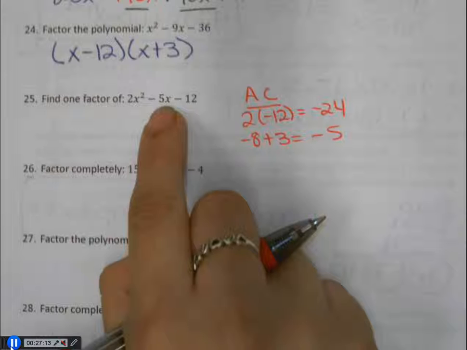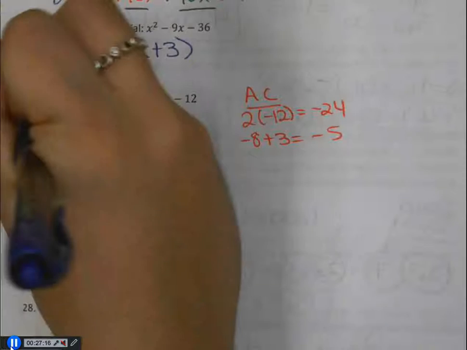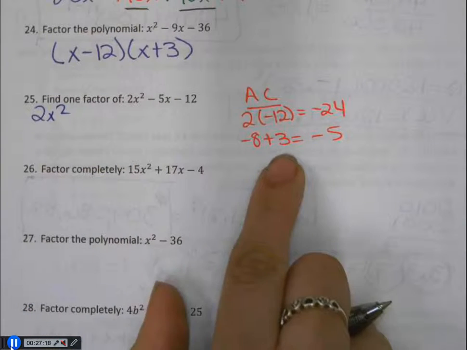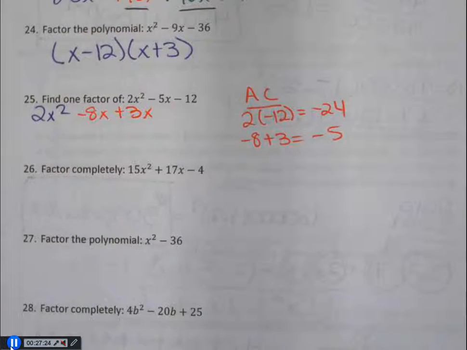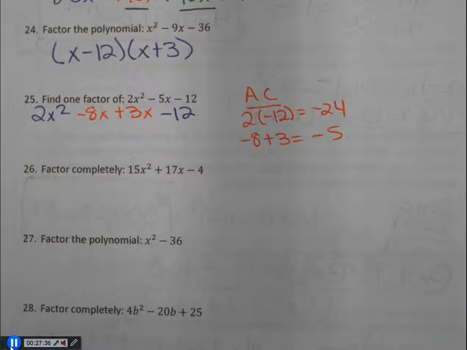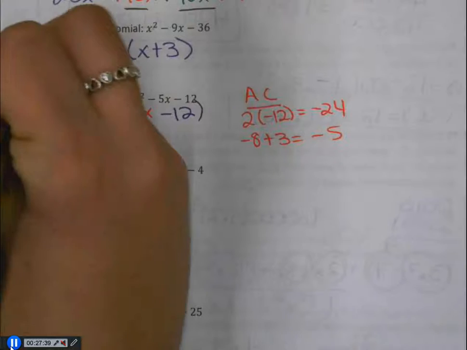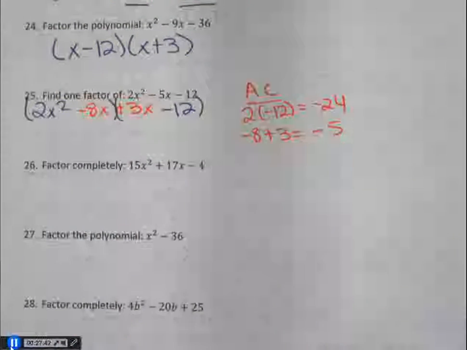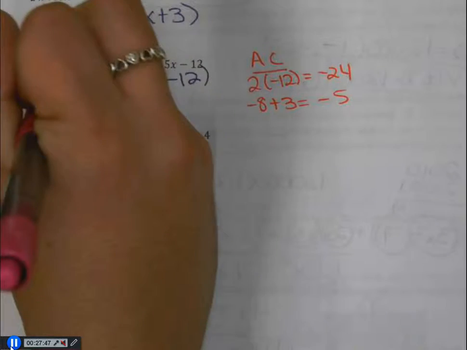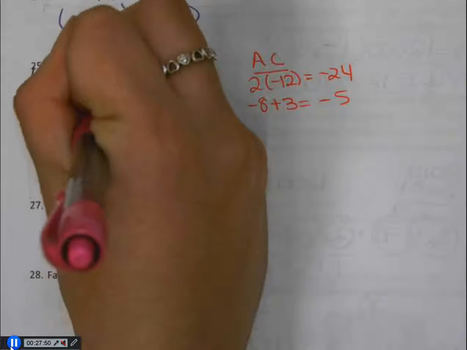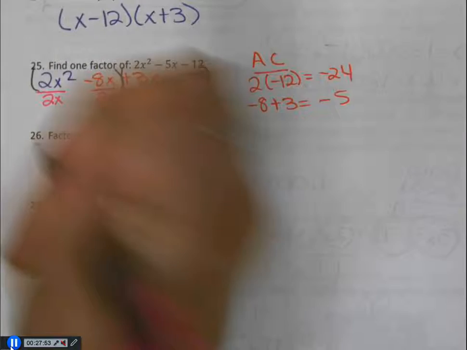So what I'm going to do is split out my middle. And instead of writing negative 5, I'm going to write negative 8x plus 3x. Then I'm going to split them into 2 sets of parentheses, and I'm going to look for what I have in common in each. So what do I have in common in my first set of parentheses? Just 2? They also have x's that I can pull out.